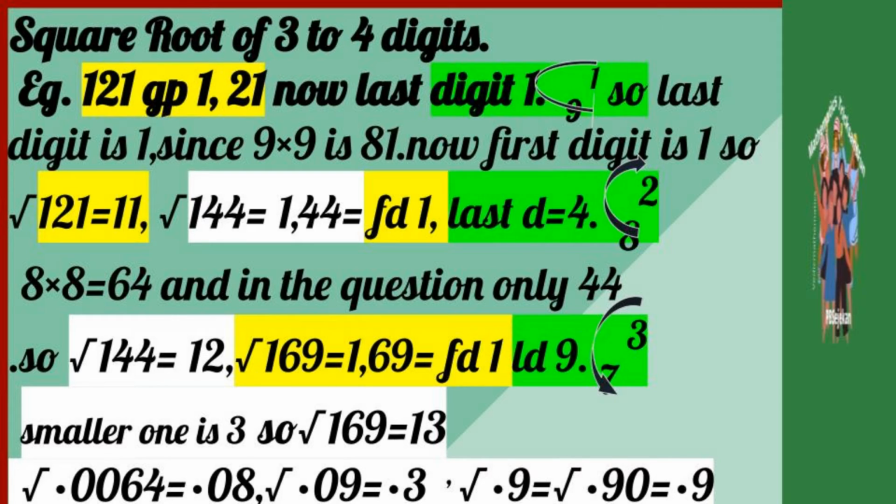Square root of 0.0064 is 0.08 and square root of 0.09 is 0.3, while square root of 0.9 means square root of 0.90 and the answer is 0.9.